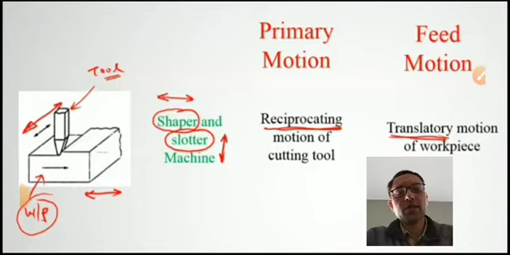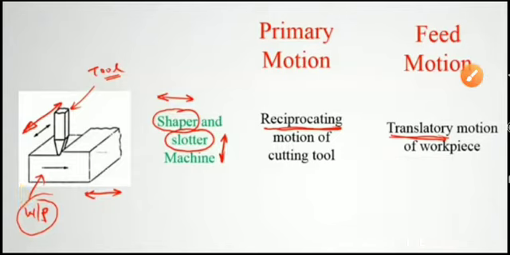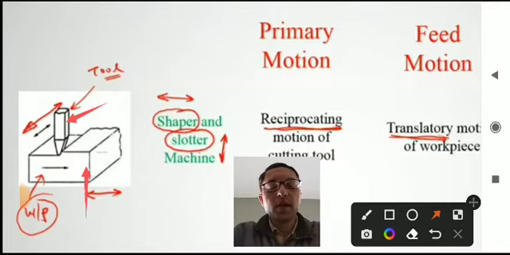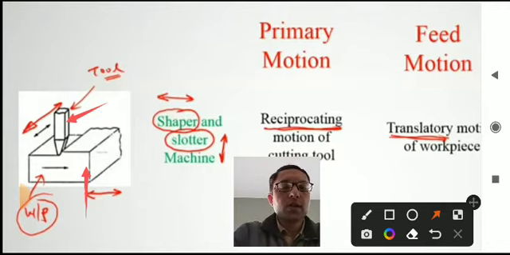Like if you see in this figure, there is a workpiece, another one is a tool. Now for the workpiece and the tool, we use the shaper and slotter machine to give the shape. See, these are all machining processes. And what do we mean by the machining process? It means that we remove the unwanted material from the workpiece with the help of some cutting tool, and whatever shape we get.